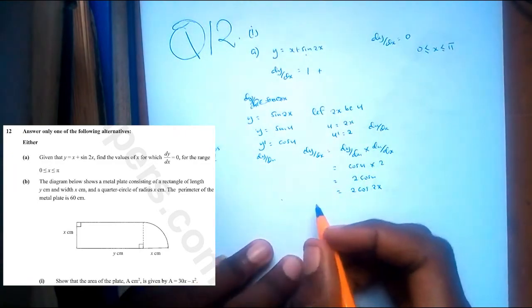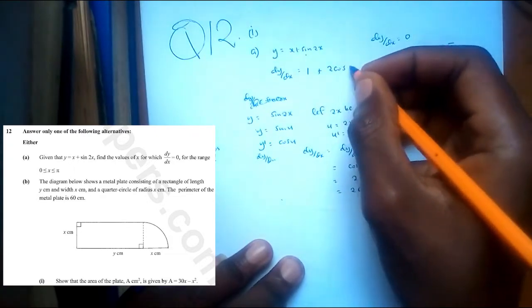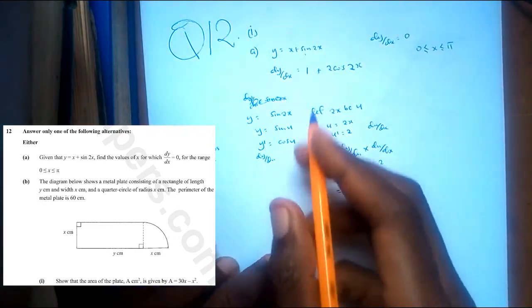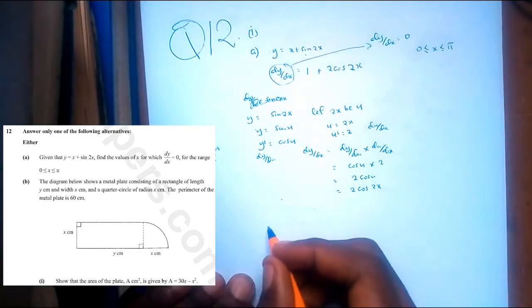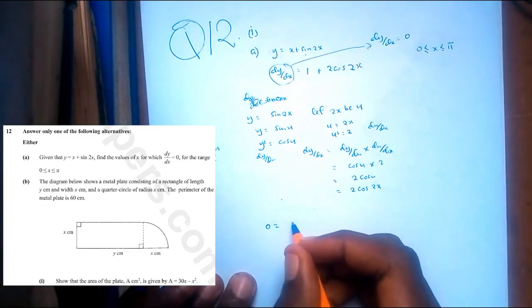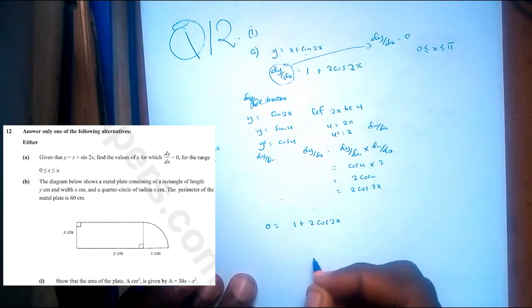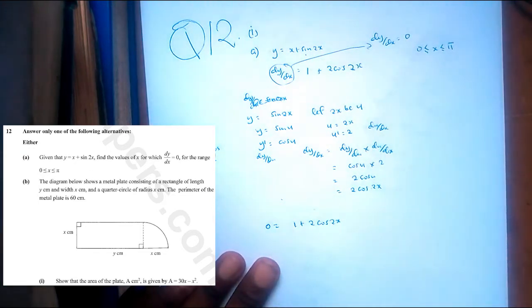Okay, so here, sorry. The differentiation of this one is 2 cos 2x. That's the derivative of this. Then we've been told that this is equal to 0, so 0 will be equal to 1 plus 2 cos 2x, which looks familiar with the other equation that we had previously. I think that was number 6.